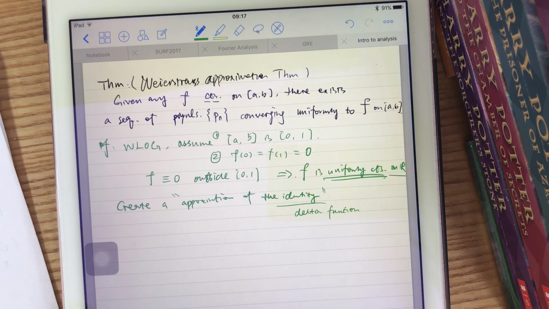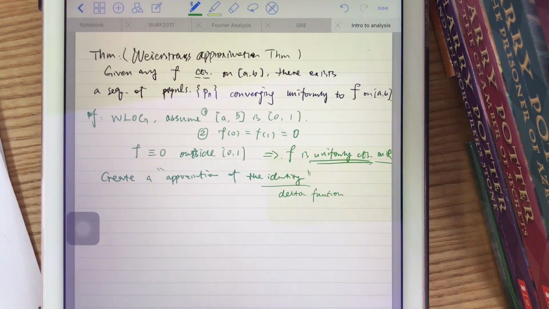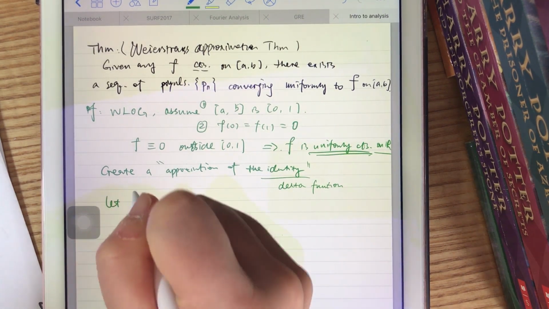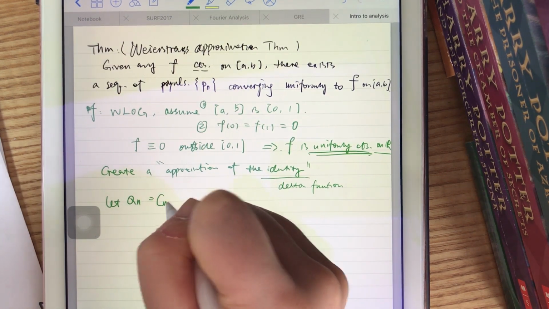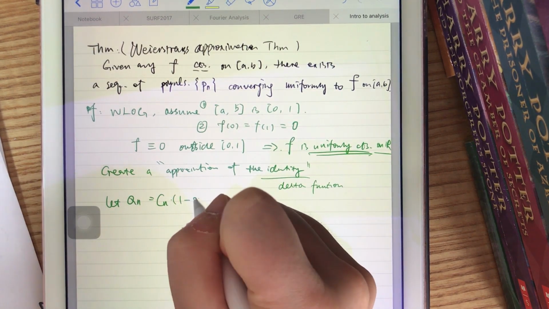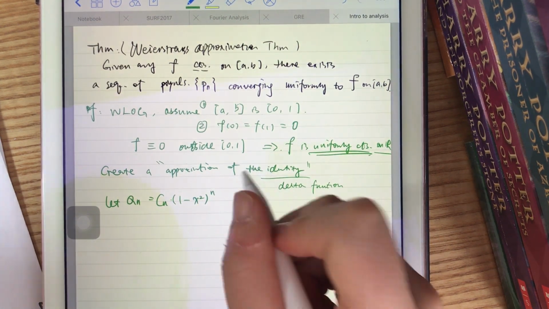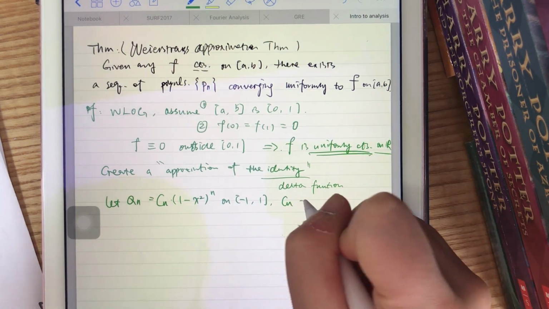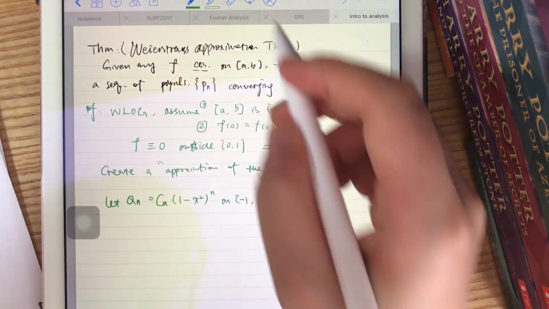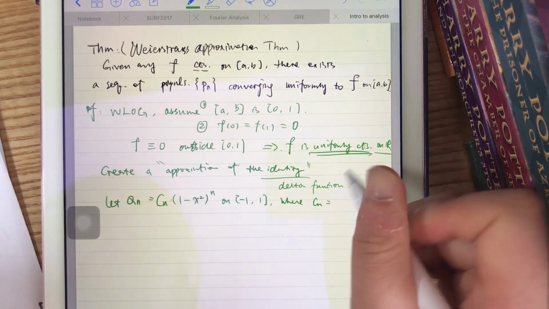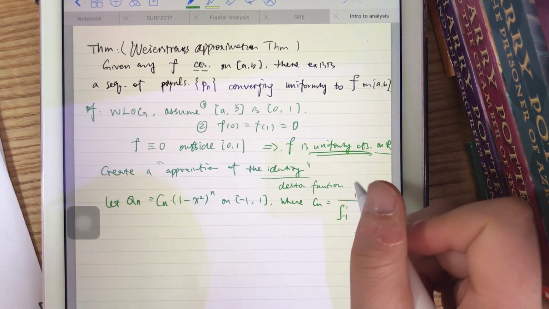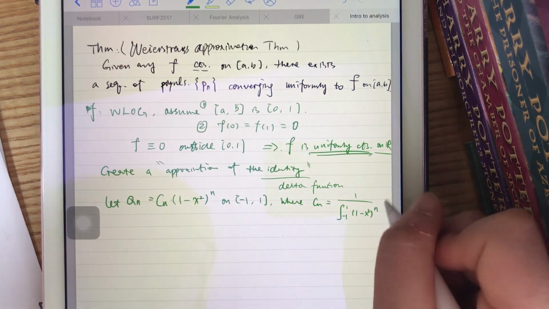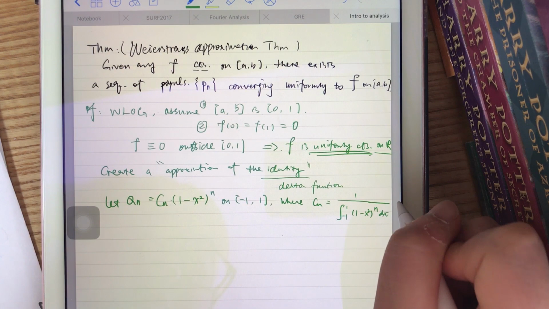Okay. Also, we create another function q, actually a sequence of functions. Let q_n(x) be c_n times (1 minus x squared) to the power of n, on [-1,1]. And here c_n is 1 over the integral of (1 minus x squared) to the power n dx from -1 to 1.